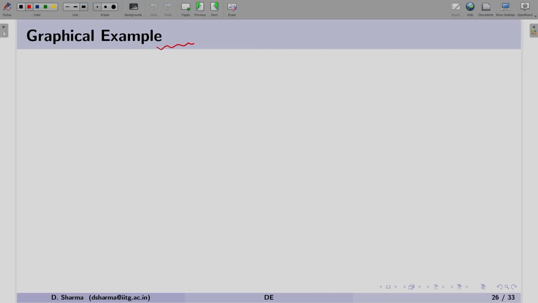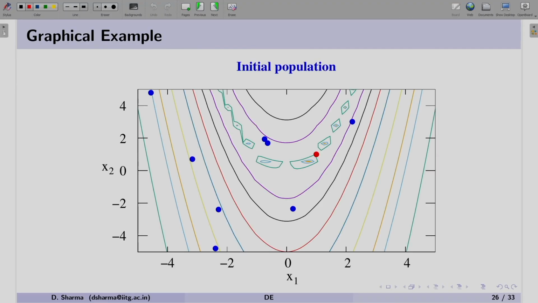Now, the process which we have gone through using our hand calculation, let us see how these solutions graphically move in one generation. So, we are starting with the graphical example. Let us look at this figure. This is the initial population. In this initial population, all these vectors are generated randomly in the plane of x1 and x2.